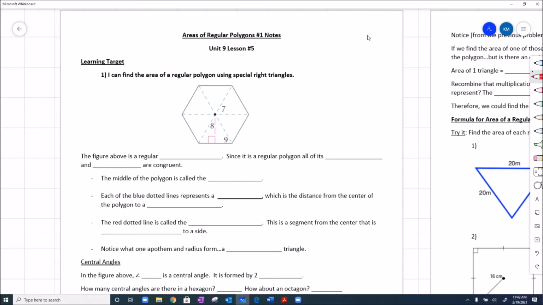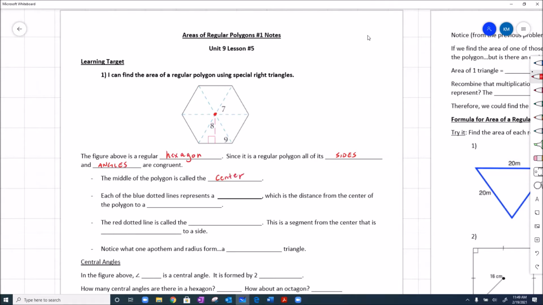Okay, the figure above is a regular hexagon because it has 6 sides. Since it is a regular polygon, remember that regular means that all of its sides and angles are congruent. So regular does not mean normal or what you're used to. It just means that all sides and all angles are congruent. The middle of the polygon is called the center. It's here.